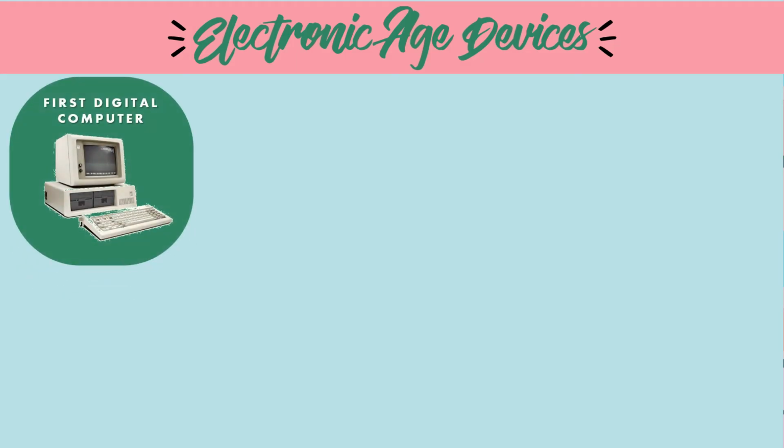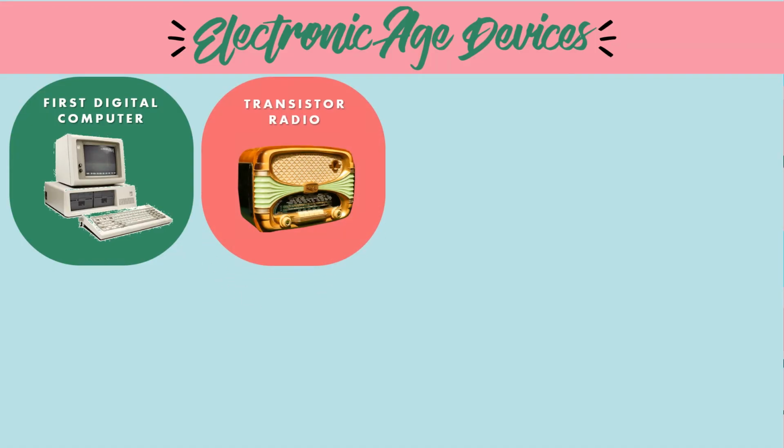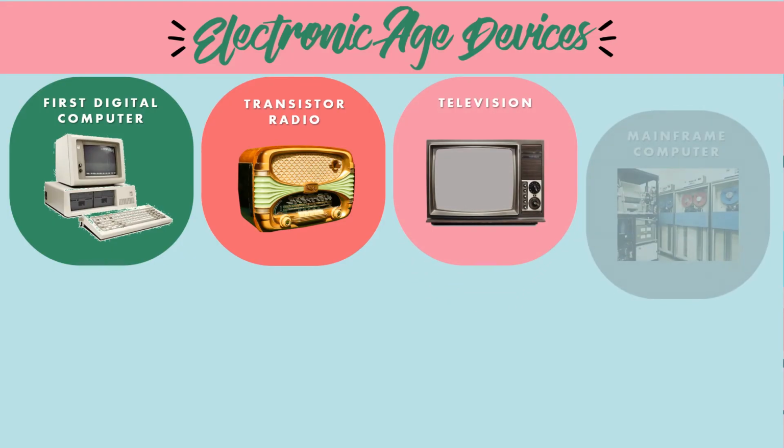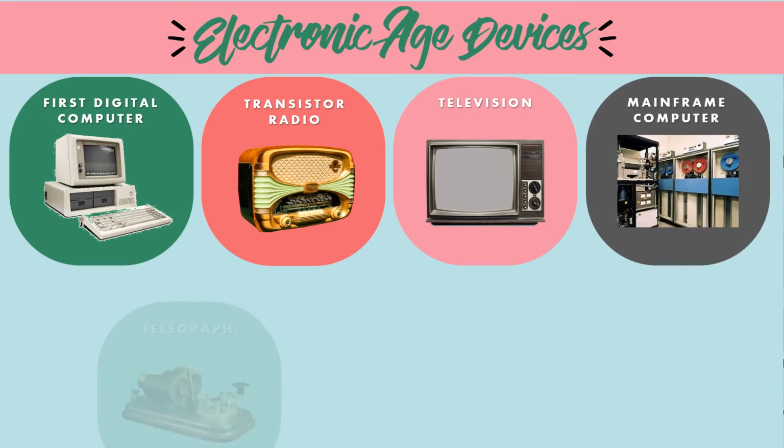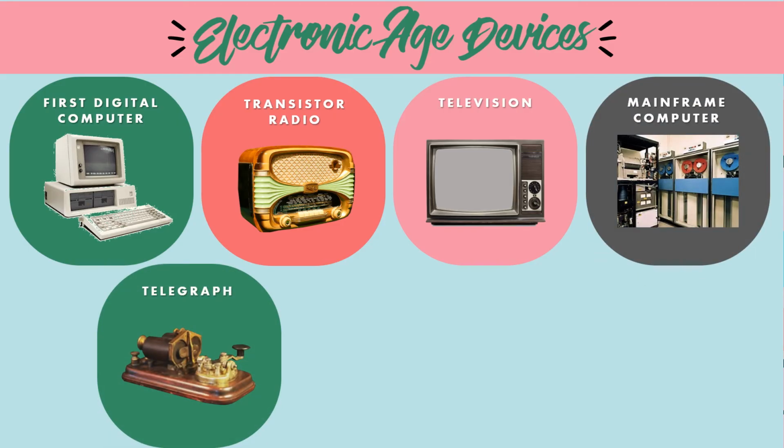Here are some examples of electronic age devices. First is the first digital computer, an electrical computer that used more than 300 vacuum tubes for digital computation, including binary math and Boolean logic, and had no CPU. Second is the transistor radio, the most popular electronic communication device of the 1960s and 1970s. Next is television, 1941, mainframe computers, 1960, telegraph, 1837, that was developed by Cooke and Wheatstone.